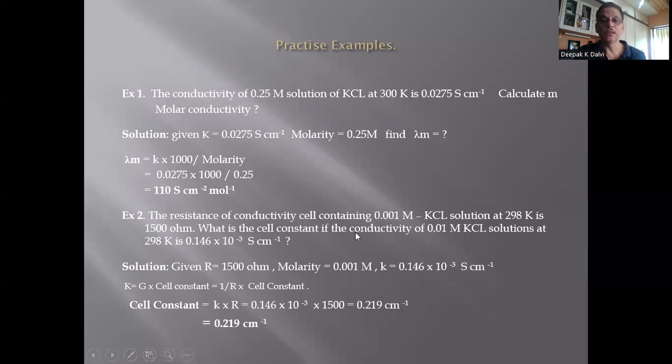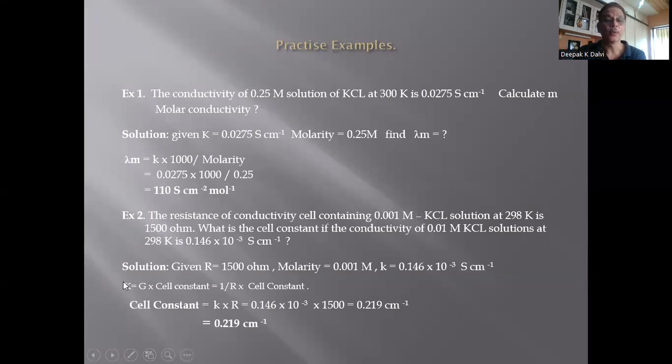What is given? Conductivity is given. R is given, molarity 0.001 M, and K is 0.146 into 10 to the minus 3 Siemens per centimeter. So how will we find the cell constant? Here we have to find it indirectly. The direct relation of cell constant is with conductance. We need to find conductance from R, so conductance G is equal to 1 over R.